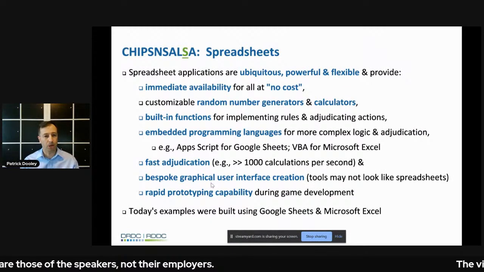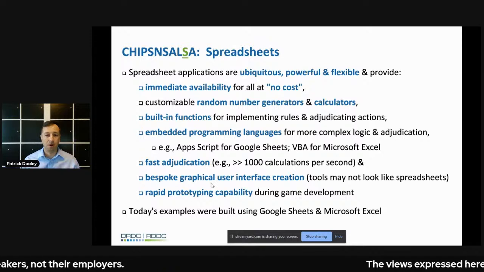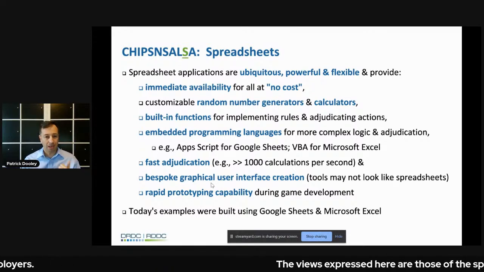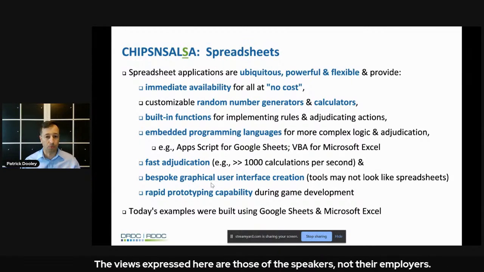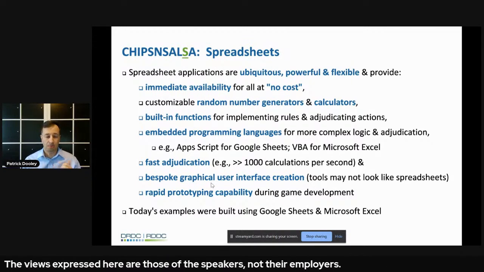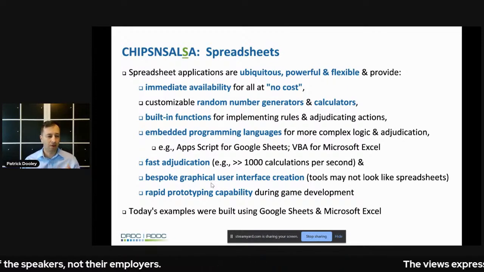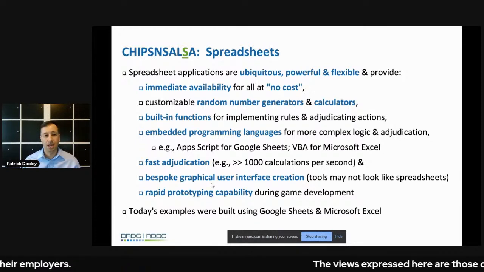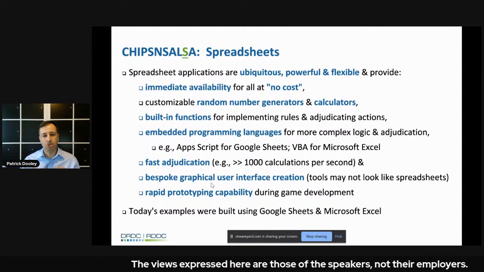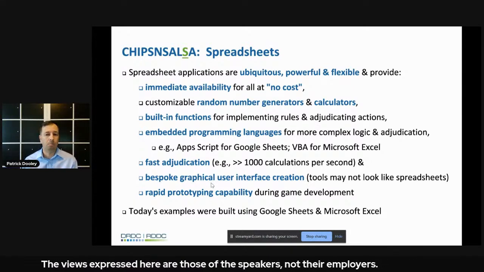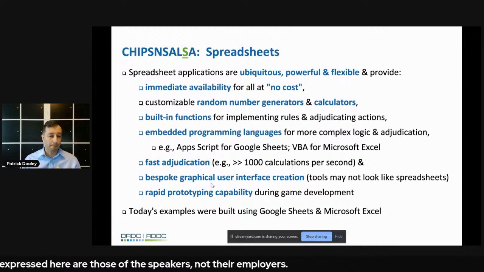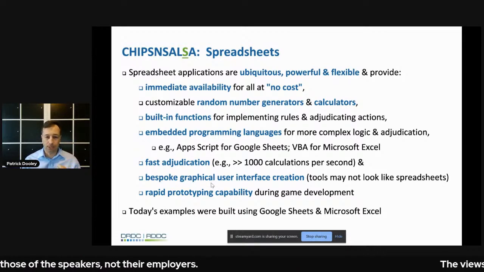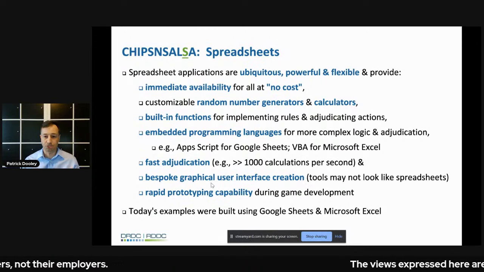Doesn't sound very fun. Well, they're ubiquitous, they're powerful, and they're flexible. Everyone either already has a spreadsheet tool or can get one online or download one at effectively no cost. The virtual dice and the calculators they offer are fully customizable, and they have both built-in spreadsheet functions and embedded scripting or programming languages where you can implement and adjudicate even very complex rule sets. Their ability to adjudicate very quickly is at the thousands of calculations per second level.